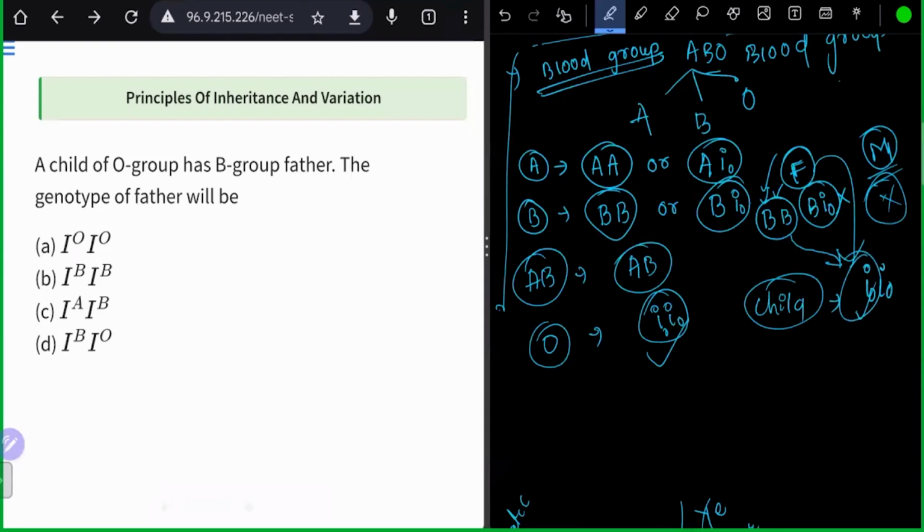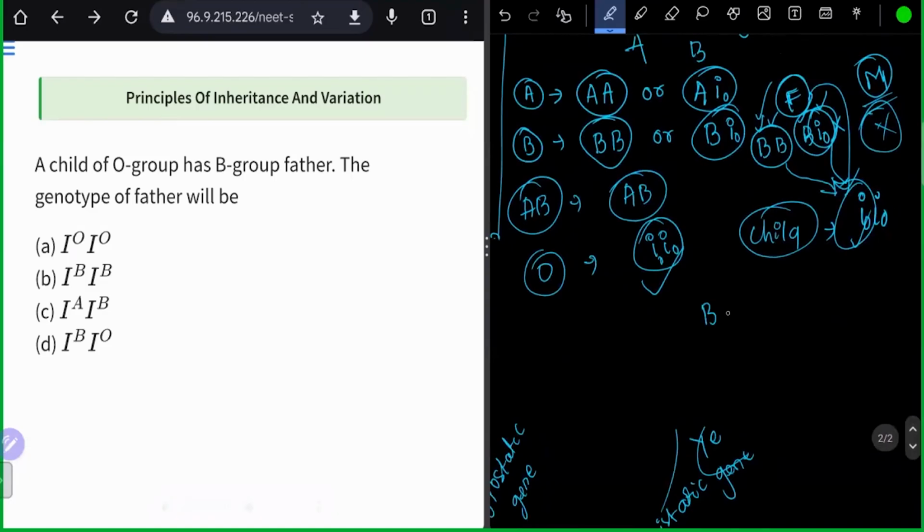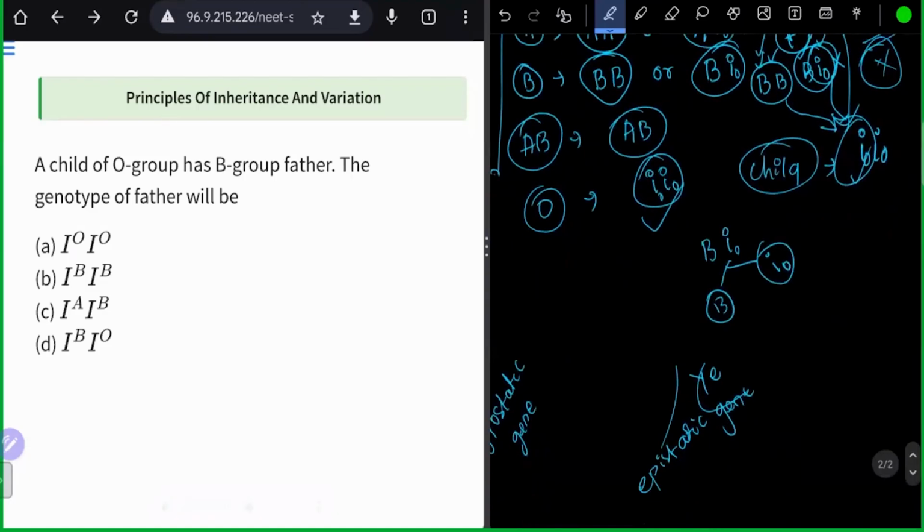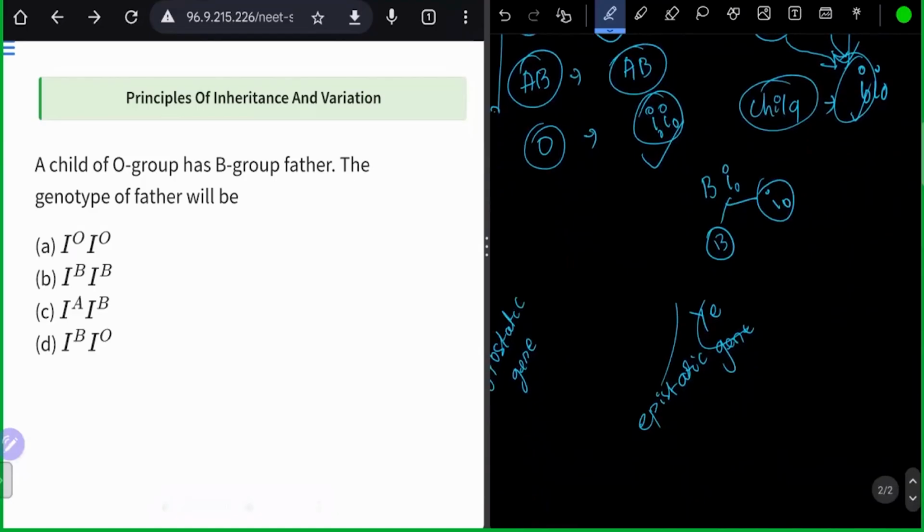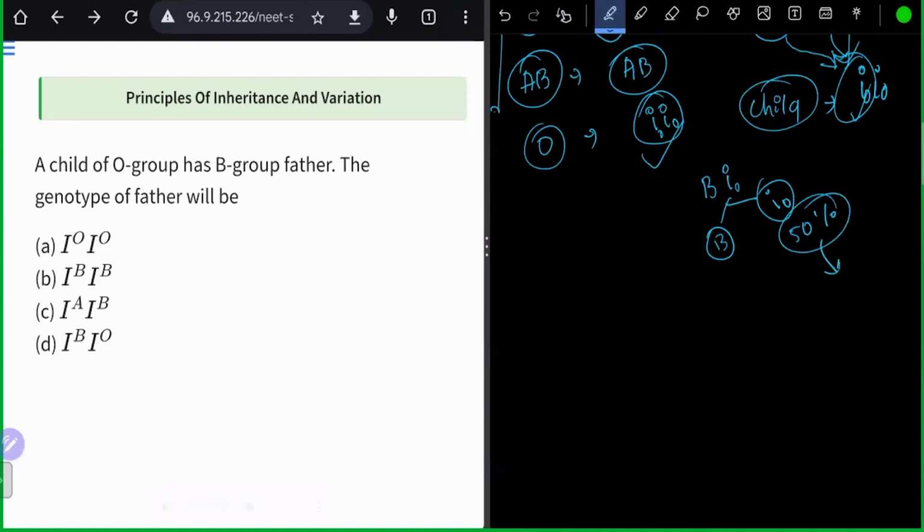You understand that, right? So if the father has BIO allele pair, then there is 50% chance that the child will inherit IO gene. Because if the father has BIO gene, then when the alleles segregate, they will form one B, one IO. So there is 50% chance that the child will inherit IO gene and 50% chance that the child will inherit B gene.